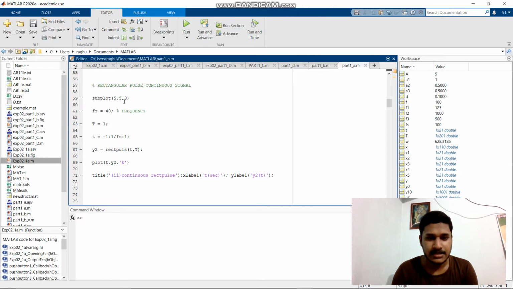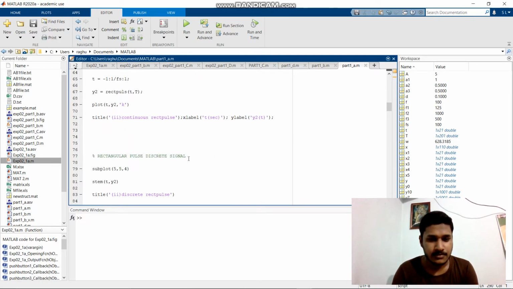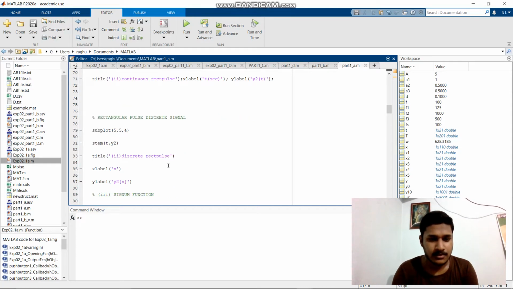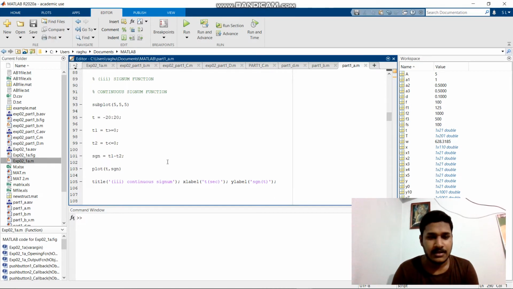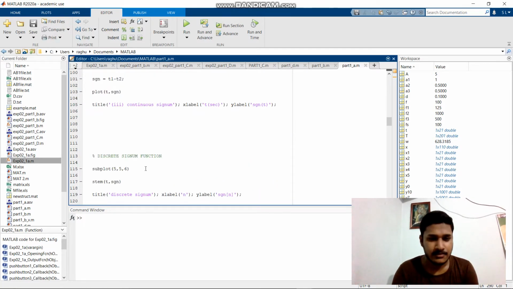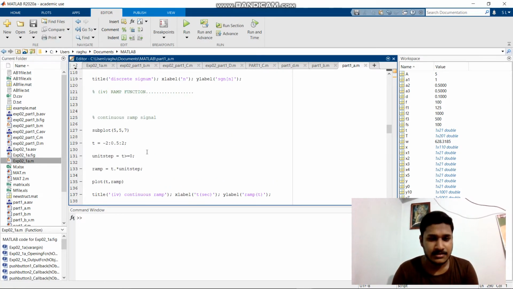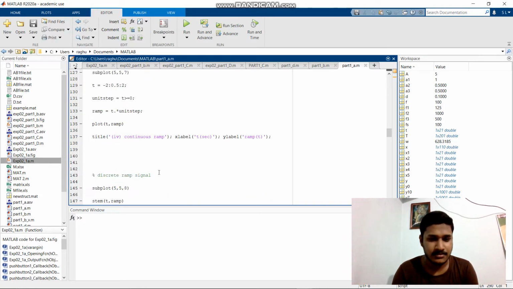The second wave is the rectangular pulse continuous signal. The rectangular pulse has a rectangular form in the middle of the wave, and the remaining values are 0. The signum function has value 0 at 0, is less than 0 when x is less than 0, and greater than 0 when x is greater than 0. The ramp function is greater than 0 when x is greater than 0 and 0 when x is less than 0.